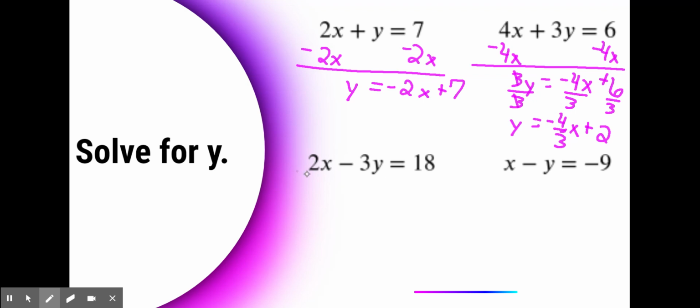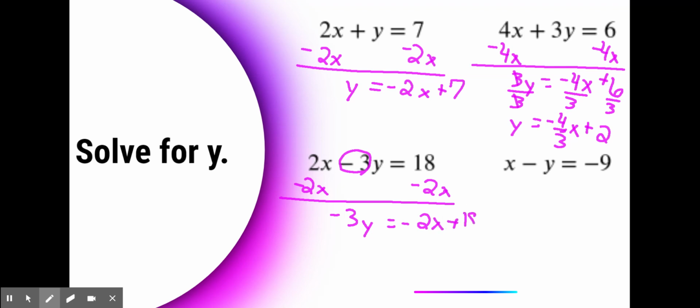All right, let's do it again. 2x minus 3y equals 18. I'm trying to solve for y, so I'm going to leave this alone. I need to get rid of that positive 2x. So I'm going to subtract 2x from both sides. I'm going to bring down, be careful here, this is a negative 3. So I'm going to bring down a negative 3y equals, these are not like terms, they do not combine. So write the negative 2x first and then the plus 18.